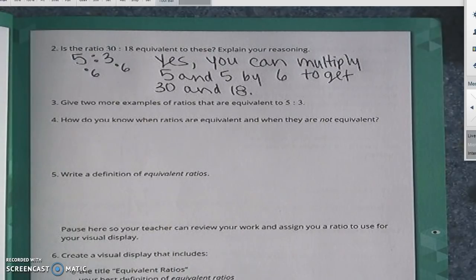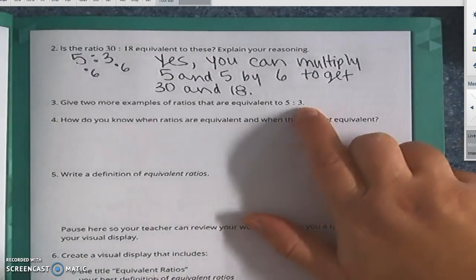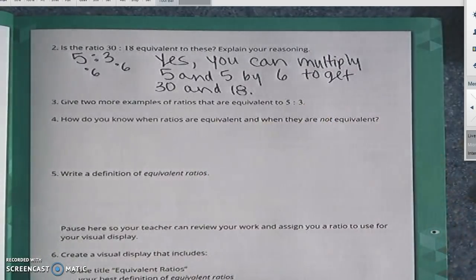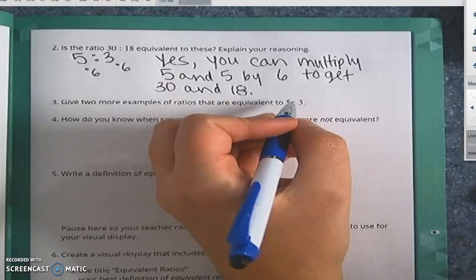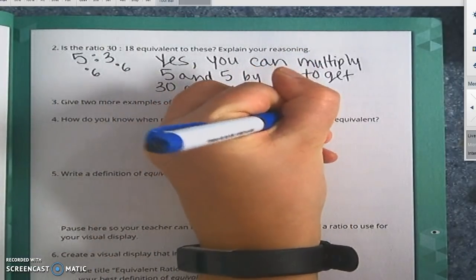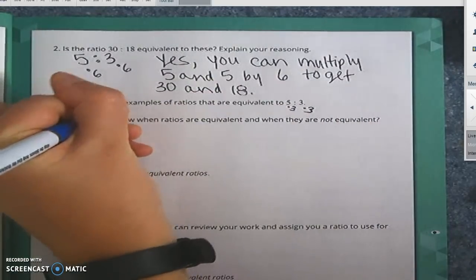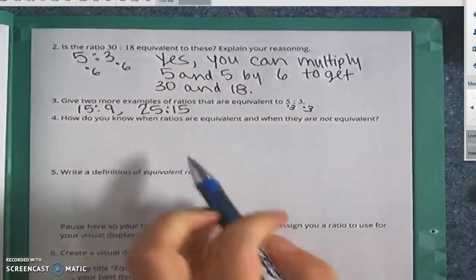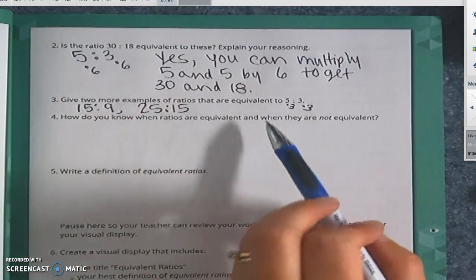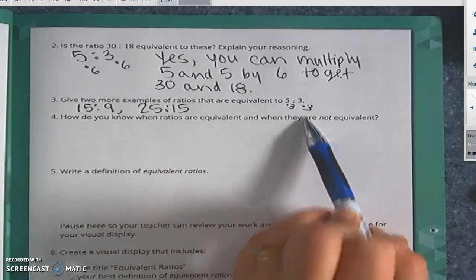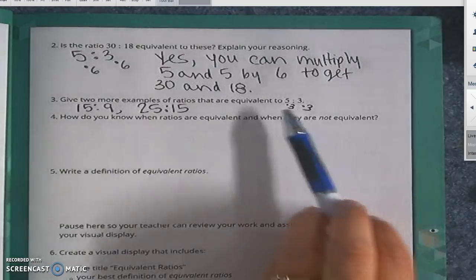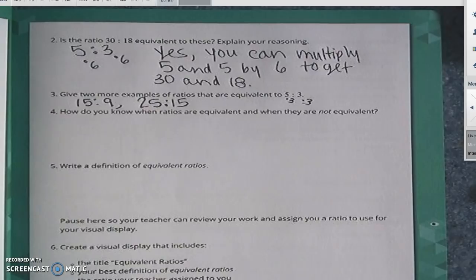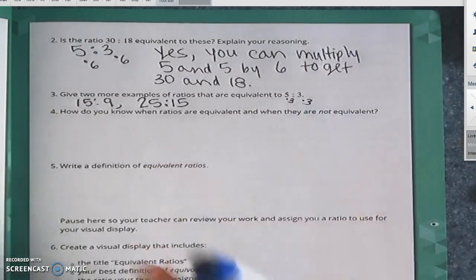So then for number 3, give 2 more examples of ratios that are equivalent to 5 to 3. So I can pick any number to multiply 5 and 3 by, and it will give me an equivalent ratio as long as I multiply both 5 and 3 by the same number. So I'm going to do times 3. So 5 times 3 is going to give me 15. 3 times 3 is 9, so I'm going to do 15 to 9. And I'm going to do times 5. So 5 times 5 is 25, and 3 times 5 is 15. So I know that both of those are equivalent to 5 to 3 because I was able to multiply both numbers by the same thing to get that. So you could have done 500 to 300 if you wanted to multiply by 100. You could have done 50 to 30 if you wanted to multiply by 10. Whatever you want to do, as long as you're multiplying both of these by the same number.